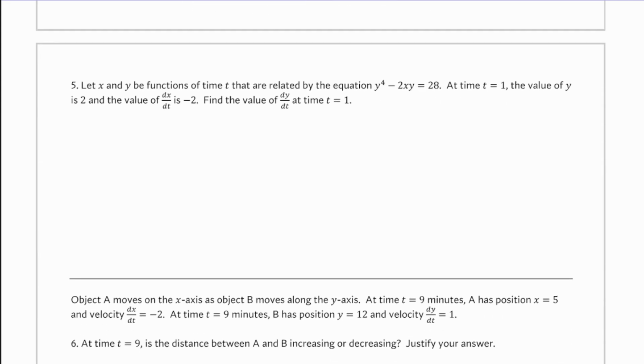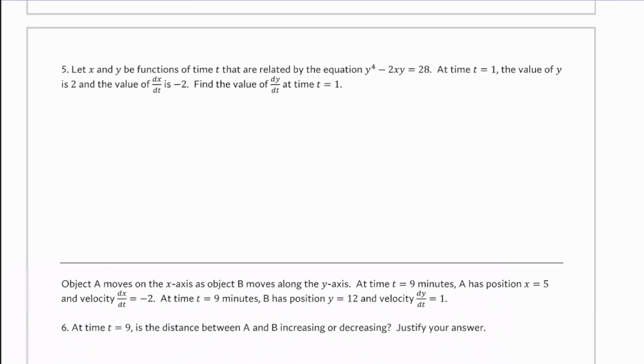Okay. Number 5, we've got some kind of implicit equation where the x and y coordinates are changing with respect to time. This is kind of like something we're going to study in the second semester, where an object's moving along some curve instead of just moving along the x-axis or the y-axis. Okay, so we're going to start by taking the derivative of each side with respect to time. So the derivative of y to the 4 is 4y to the 3, but y is changing with respect to time, so it has its own derivative, and we need to use the chain rule.